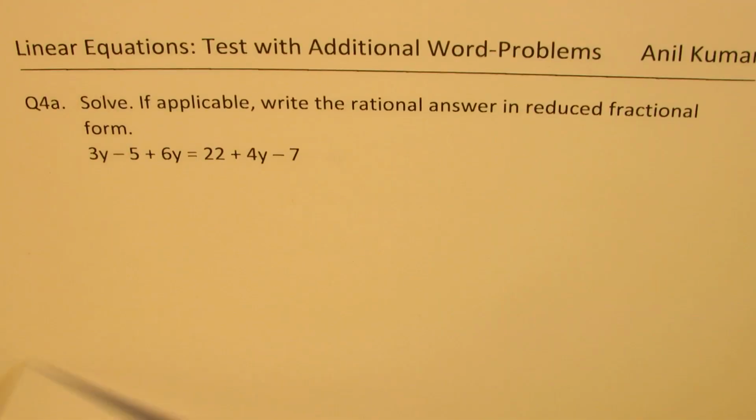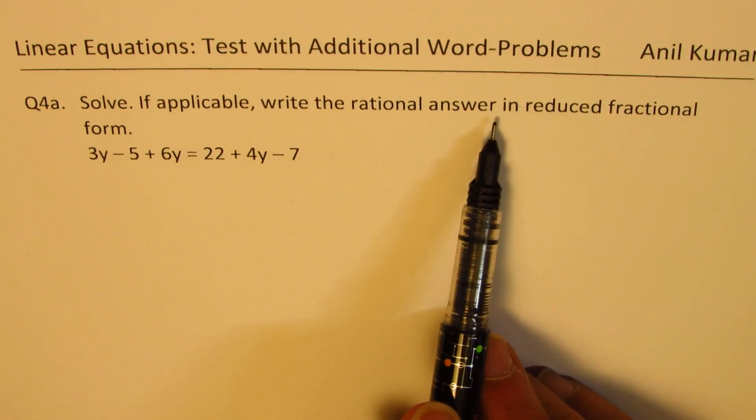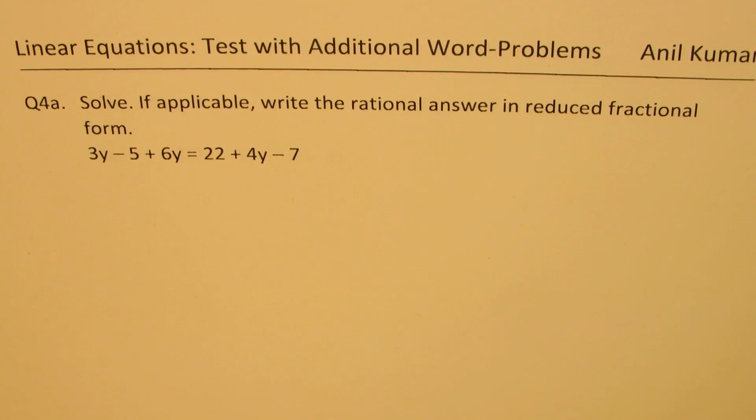Now let's take the next question. Question 4a. Solve, and if applicable, write the rational answer in reduced fractional form. Now in this test paper, you are basically writing all the answers in rational numbers.